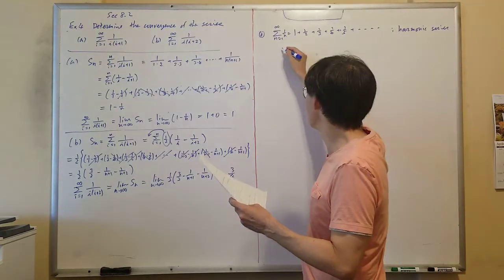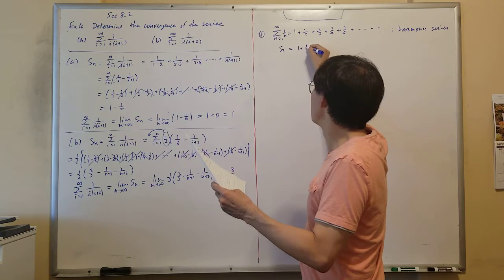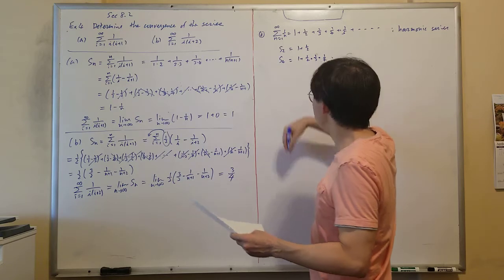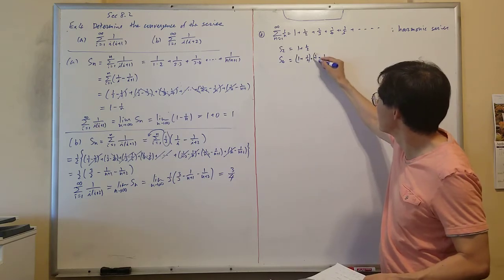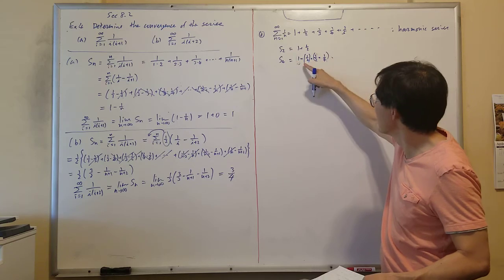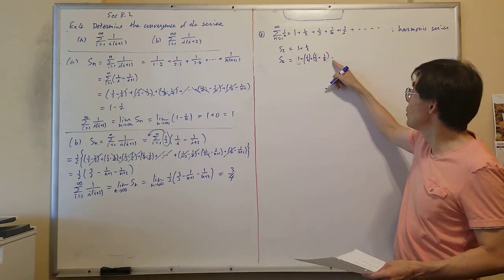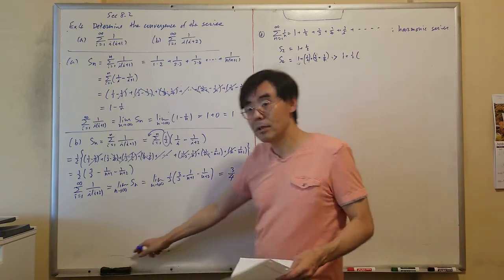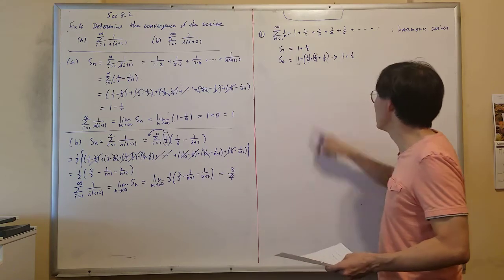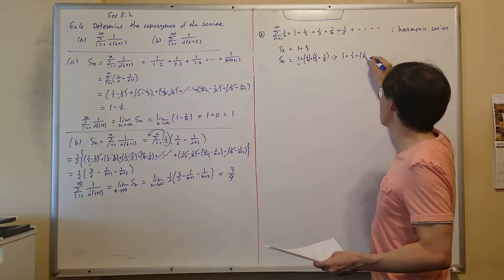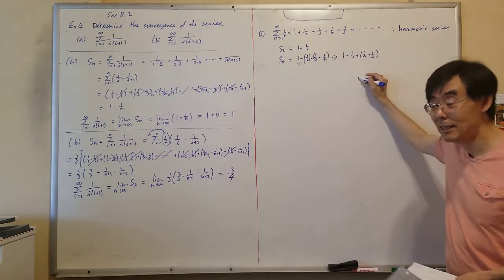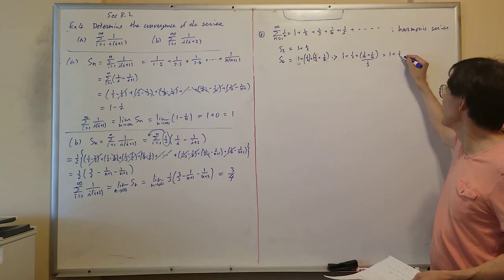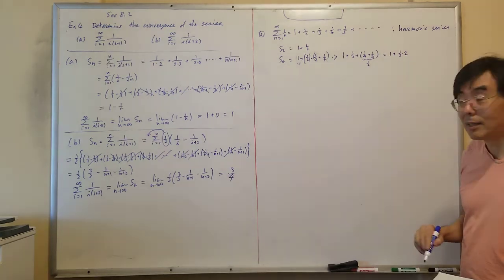Same idea as I just said. S2, 1 plus 1 half. S4. Now, I'm going to group it like this. 1 and 1 half. So this one is greater than, look at this, 1 half. 1/3 is larger than 1/4, right? So you have another 1 half together. So 1 plus 1 half times 2. I'm going to write it that way.